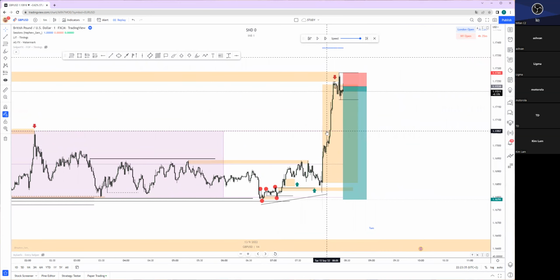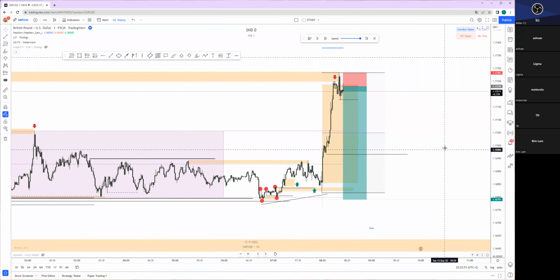But the 50% might do well, the 50% of the range. So it would be this, all right? And there's no structural point, or you can just use random liquidity points, which would be, for example, this, right? So let's just play it.